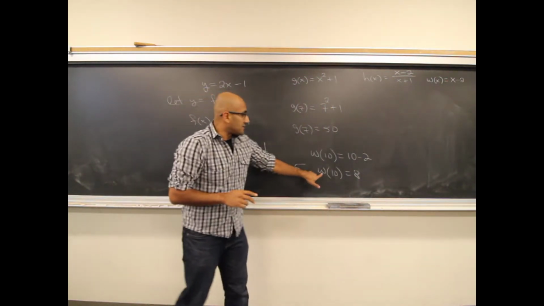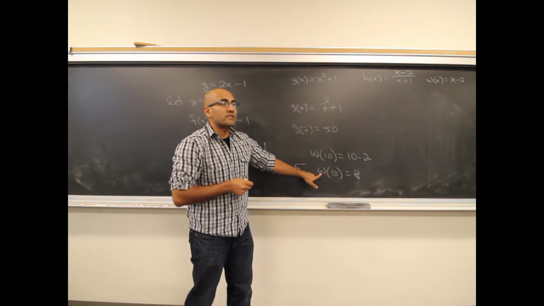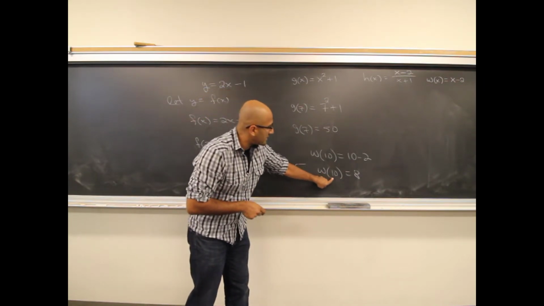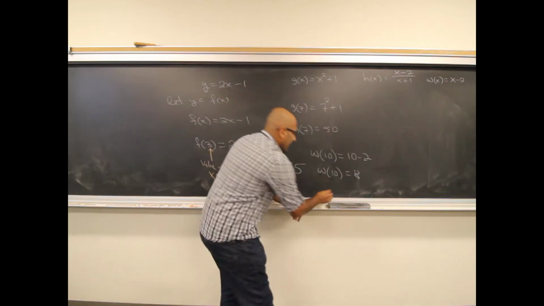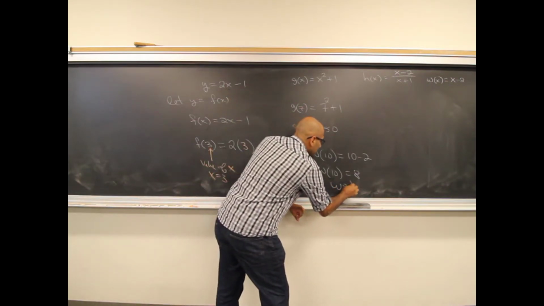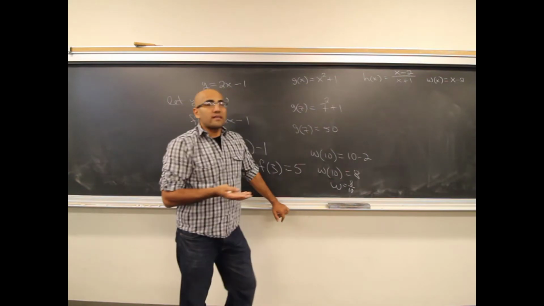Okay? So again, it's not a variable. You don't solve for it. The most common mistake people make is that they next try and divide both sides by 10, and they get this: w equals 8 over 10. That doesn't mean anything. Okay?